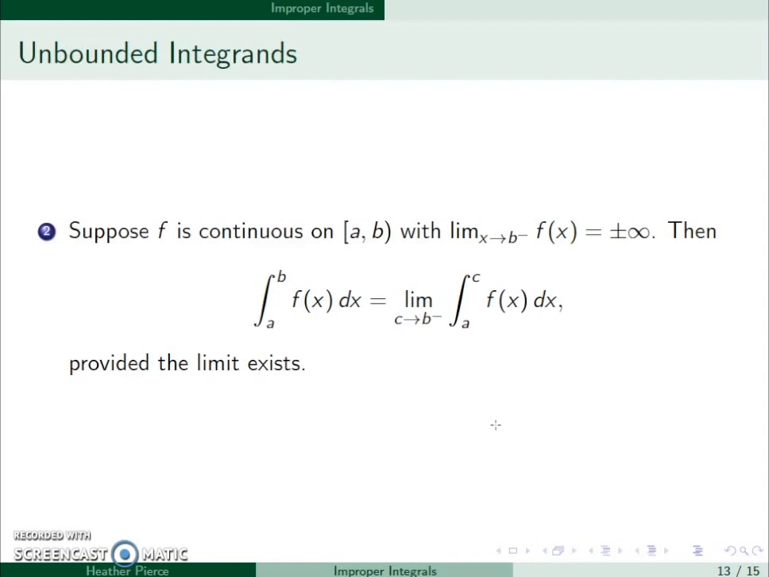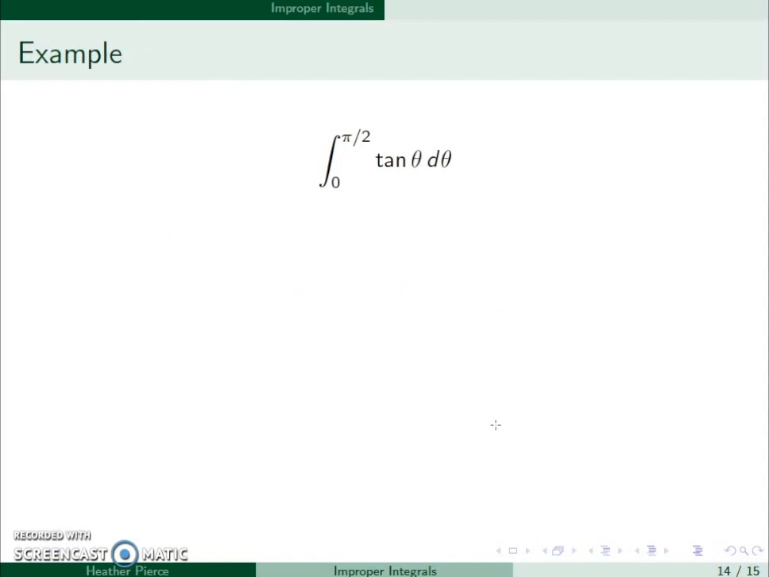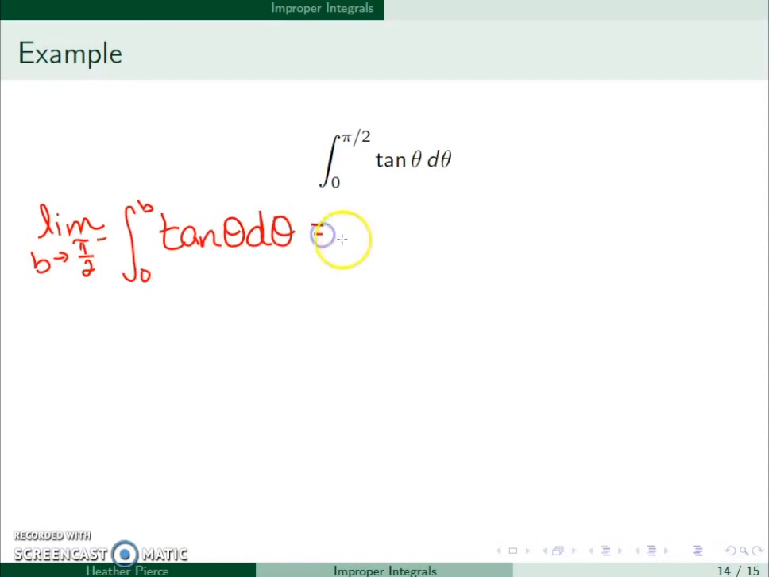We can also do this if the function is undefined at the top limit. And in this case, we need the limit as x approaches b from the left to be negative infinity or positive infinity. So for example, we know that tangent of pi over 2 is undefined. So this will be the limit as b approaches pi over 2 from the left of the integral from 0 to b of tangent theta d theta.